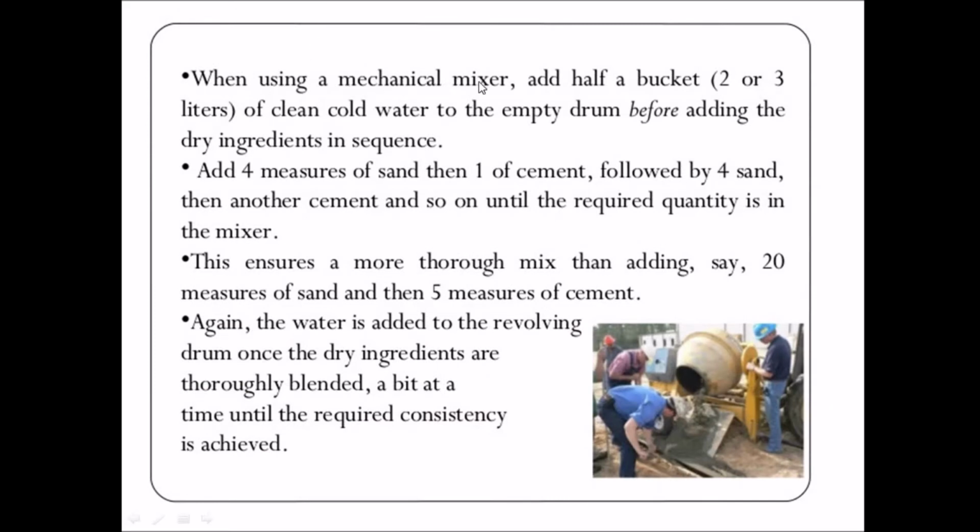When using a mechanical mixer, add half a bucket of clean cold water to the empty drum before adding the dry ingredients in sequence. Add 4 measures of sand, then 1 of cement, followed by 4 sand, then another cement, and so on until the required quantity is in the mixture. This ensures a more thorough mix than adding say 20 measures of sand and then 5 measures of cement. Again, the water is added to the revolving drum once the dry ingredients are thoroughly blended, a bit at a time until the required consistency is achieved.